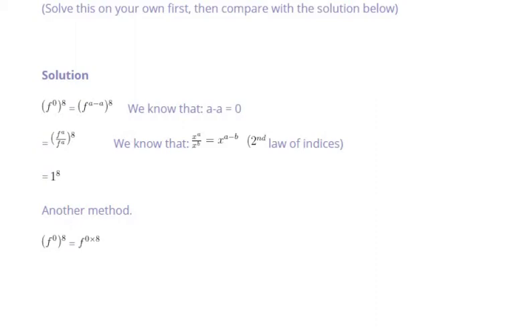And you know for sure anything multiplied by 0 is 0. So the answer will be f raised to power 0. And we said earlier, anything raised to power 0 is 1. So it still gives us the same answer, which is 1 in this case. So we have 1 as our answer here.